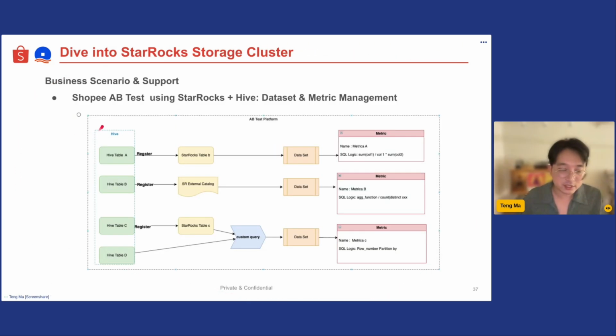Here is the workflow. We can see the raw data is the Hive table, and they use the Hive table to register the data set. So they can build the StarRocks table, and the data set will be the StarRocks table. They can also use the external catalog, where the data set is StarRocks querying the Hive table. They can also build custom queries, where StarRocks queries the Hive table, joins the StarRocks internal table, and generates the data set. So these are some example metrics, metrics A, B, C, and the logic uses SQL sum aggregation.